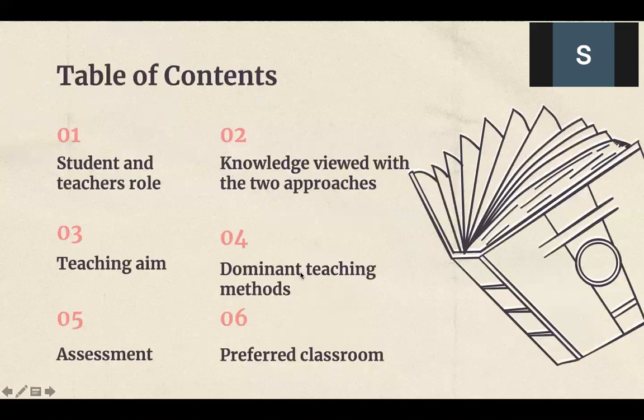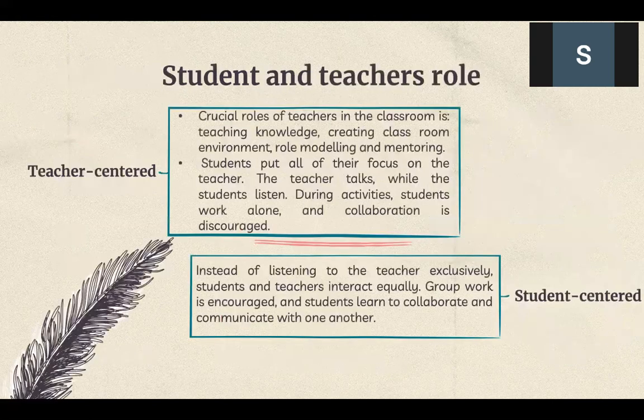Okay, so what we're going to talk about today is the student and teacher role. Then we will come to how knowledge is viewed with the two approaches, then the teaching aim and dominant teaching methods, then assessment, and we will end up with the preferred classroom. So what's the teacher and student role?